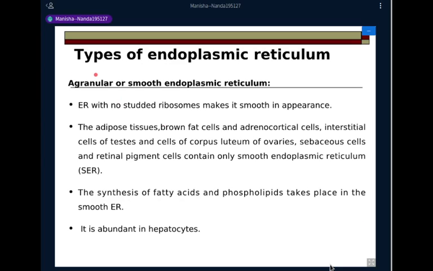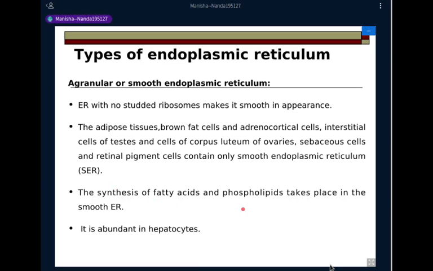Then let's talk of the types of endoplasmic reticulum. You all must be knowing that endoplasmic reticulum appears in two types, rough and smooth. So the agranular or the smooth endoplasmic reticulum is the part of the ER with no studded ribosomes that makes it smooth in appearance. The adipose tissues, brown fat cells, and adrenocortical cells, interstitial cells of testes, and cells of corpus luteum of ovaries, sebaceous cells, and retinal pigment cells contain only smooth endoplasmic reticulum.